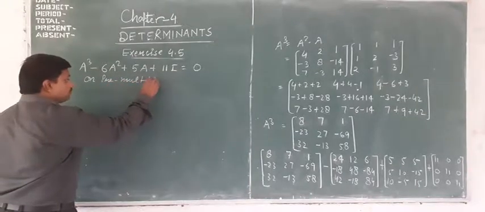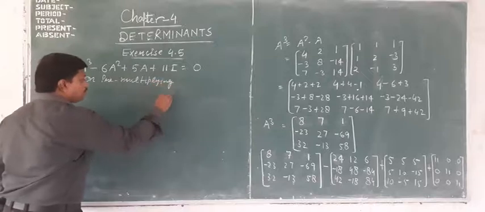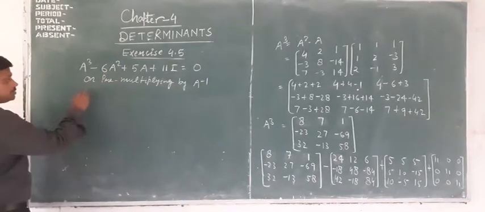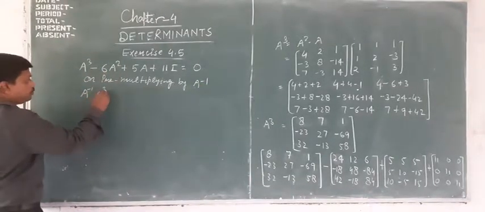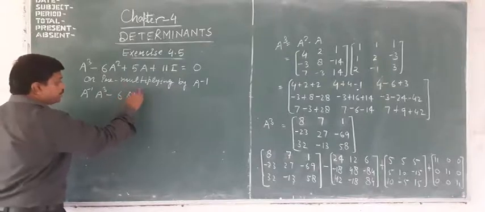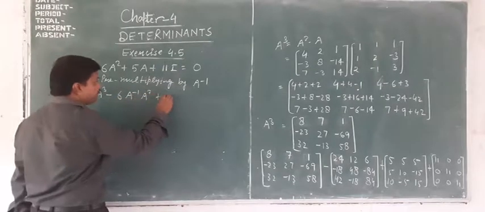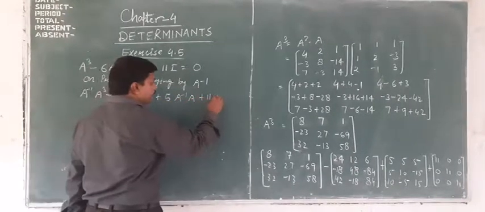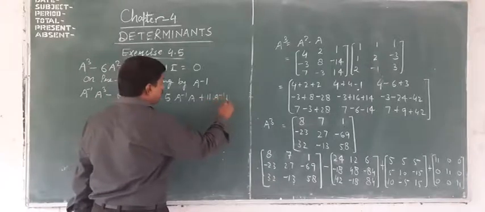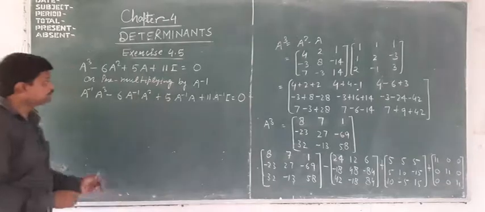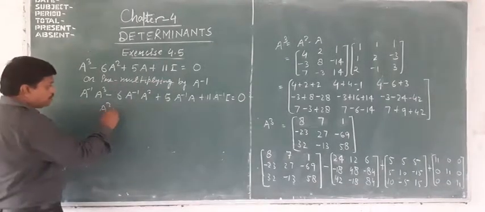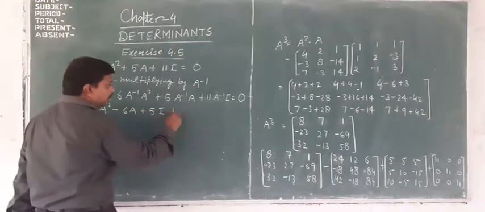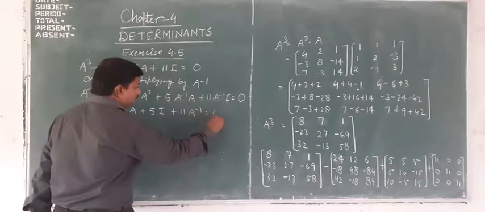On pre-multiplying by A inverse, we get A inverse into A cube, minus 6 A inverse into A square, plus 5 A inverse into A, plus 11 A inverse into I, equal to the null matrix. So this is A square minus 6A plus 5I, since A inverse A is the identity matrix, plus 11 A inverse equal to the null matrix.